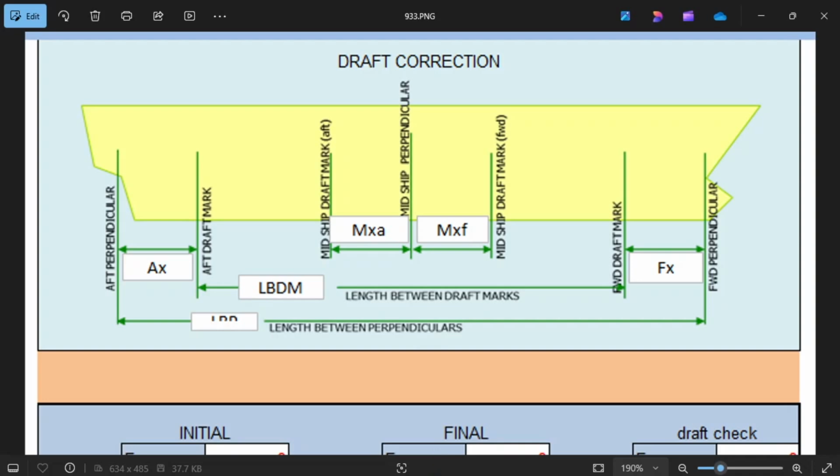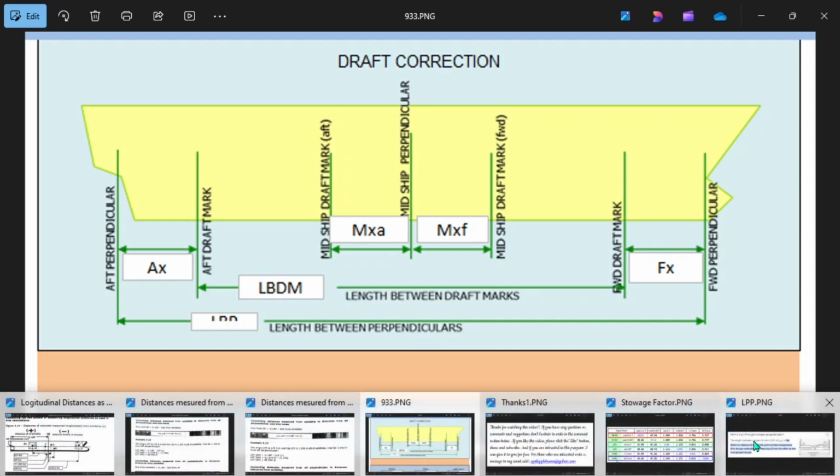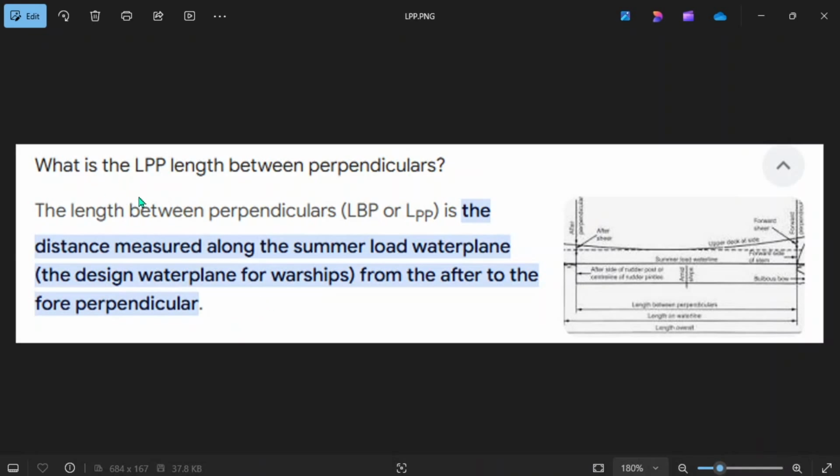Okay, so let's see the definition. What is LPP? It means length between perpendiculars. LPP and length between perpendiculars are the same, so don't get confused. If you see the letters LPP, that is the same as the length between perpendiculars.